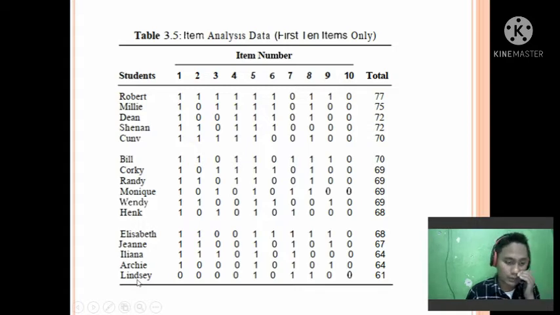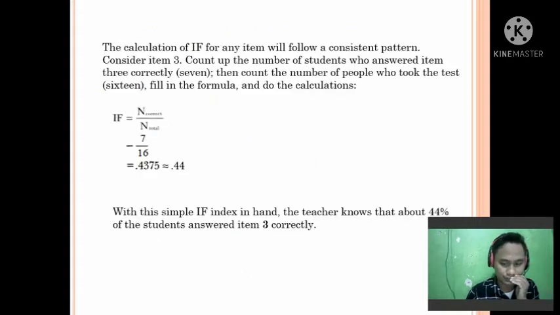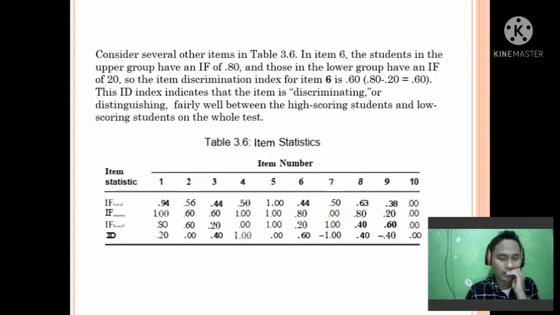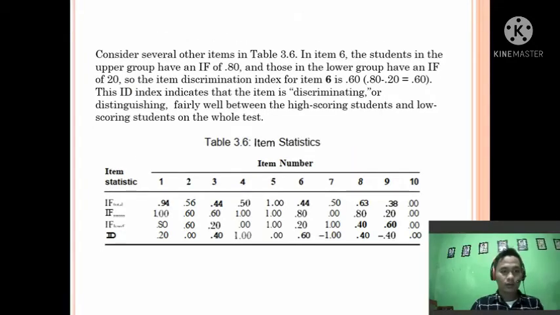ID, item discrimination. For the upper group, it is the item facility of the upper group on the whole task. For the lower group, it is the item facility of the lower group on the whole task. Next, in table 3.6, the item statistics.